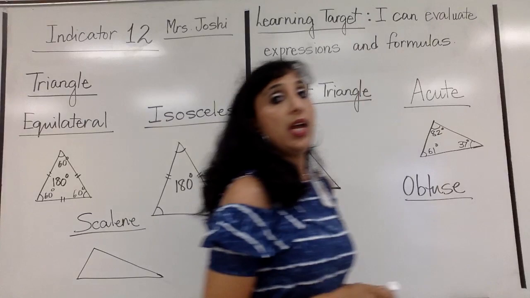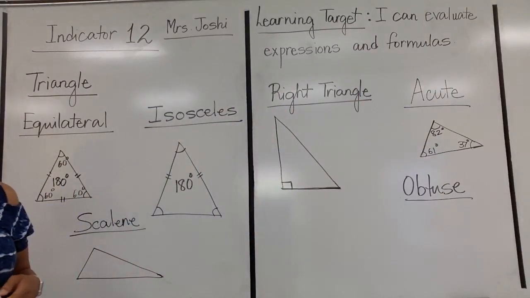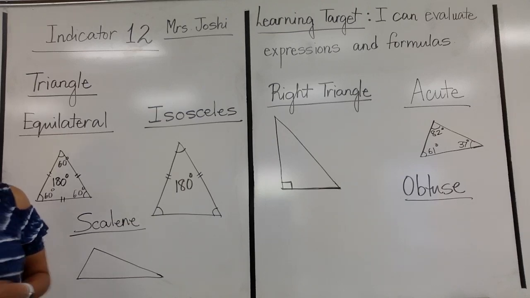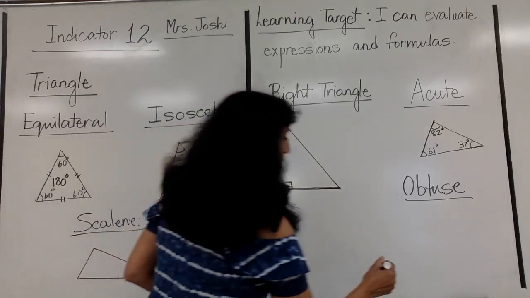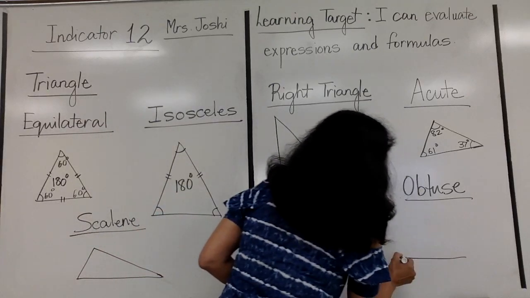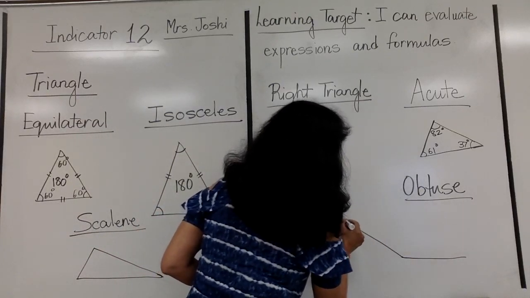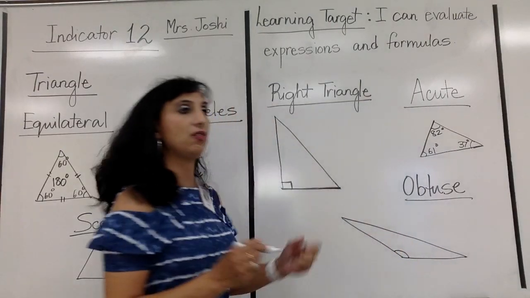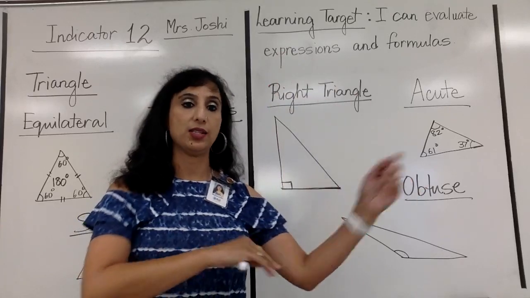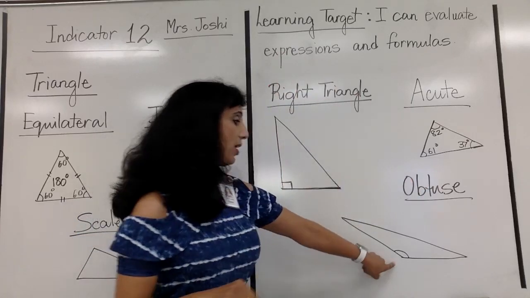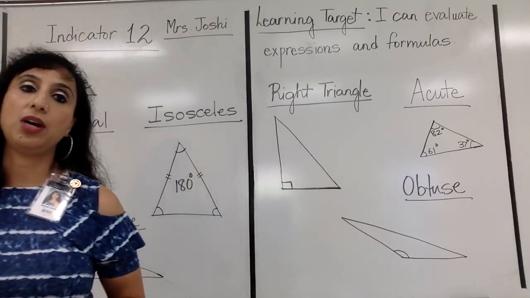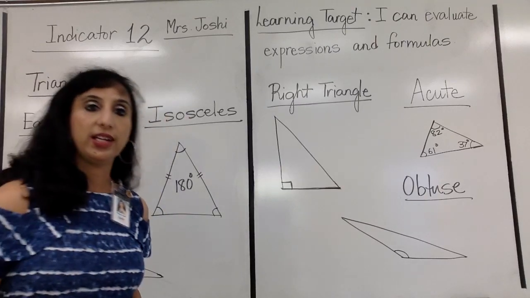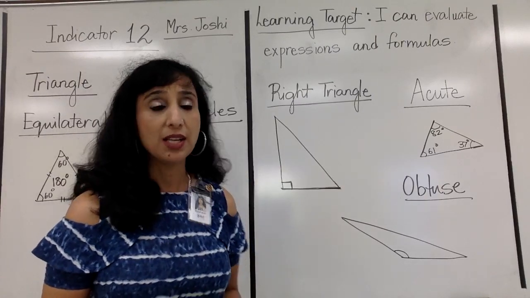Okay, so in an obtuse triangle now, we have one angle which will be greater than 90 degrees. If I had a triangle like this, look, this is definitely greater than 90 degrees. 90 degrees is like this, going like this. So therefore this is greater than 90 degrees. This is an obtuse triangle. So these are different types of triangles.